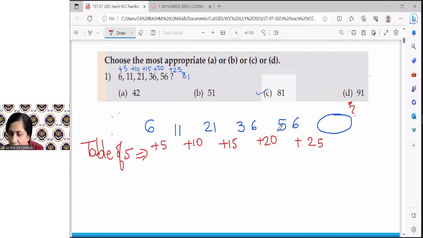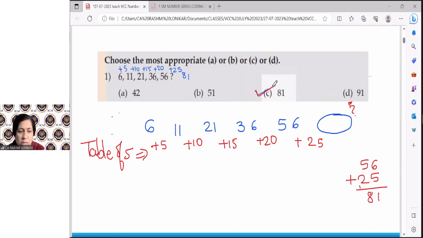Now, if you could do it directly, fine. Otherwise, initially while practicing, you can do 56 plus 25 on the calculator. 6 plus 5 is 11, 5 plus 2 is 7, plus 1, 81. So C is my correct option. Clear? First sum, everybody is with me?